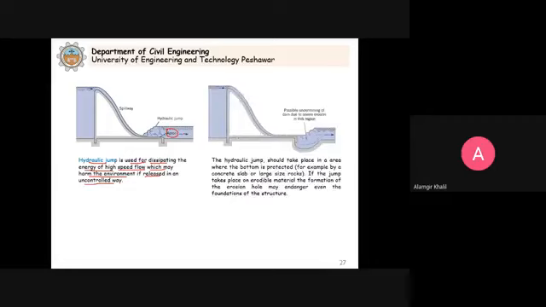What will happen if this hydraulic jump takes place in an area where the bottom is not protected, for example by a concrete slab or large size rocks? If the jump takes place on erodible material, the formation of an erosion hole may endanger even the foundations of the structure. So what will happen if the hydraulic jump is occurring here? There will be erosion and removal of the material, and you can see here it will pose a threat to the channel bottom, and ultimately it will endanger the stability of the structure itself.